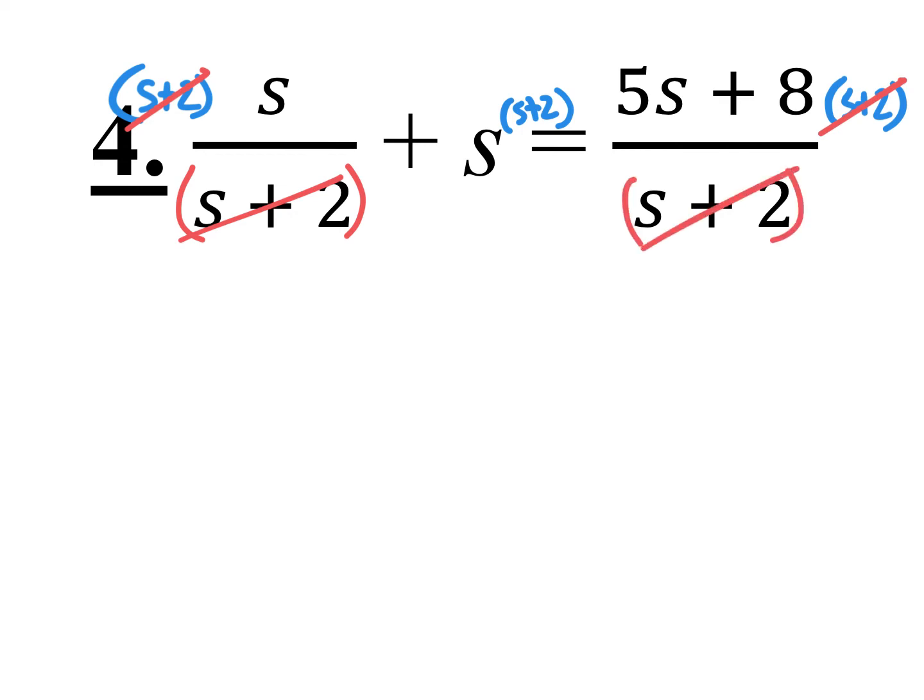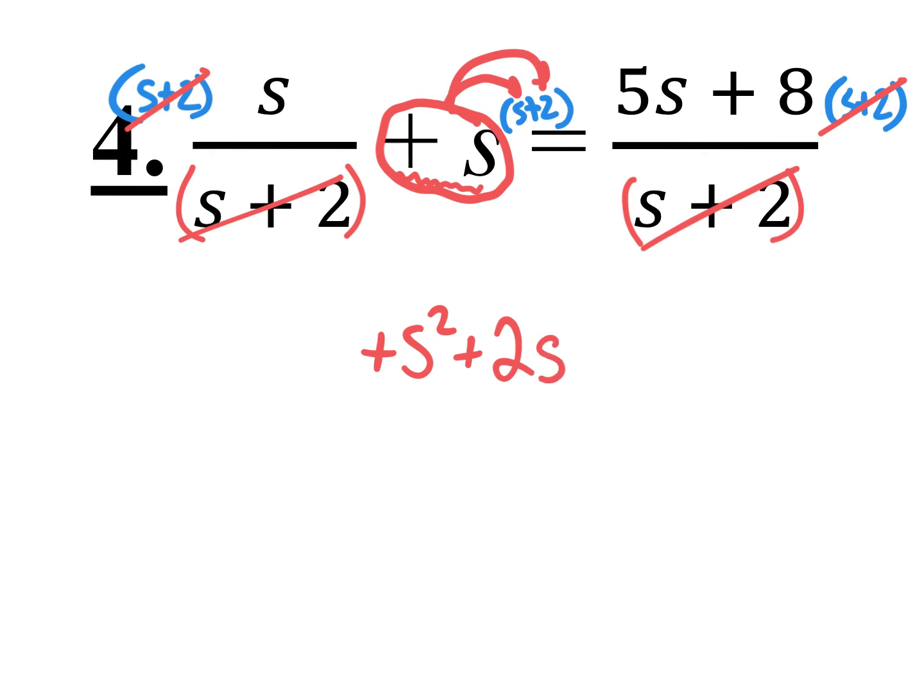The only real math I have to do is this guy right here, the positive s. I want to call it a positive s because if it were a negative, I would definitely have to call it a negative s. But it has a plus sign, so I want to call it a positive s. Positive s times s, that's a positive s squared. Positive s times 2, that's positive 2s. And this first fraction disappeared. We have a regular s, so I'm going to bring down that regular s. And then we have the equal sign. And over here, this fraction disappears. I have a 5s plus 8. So from here, we're going to move everything to one side.